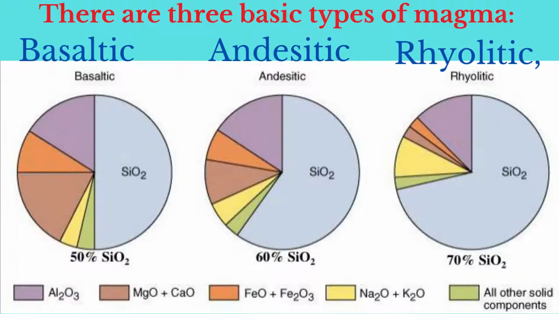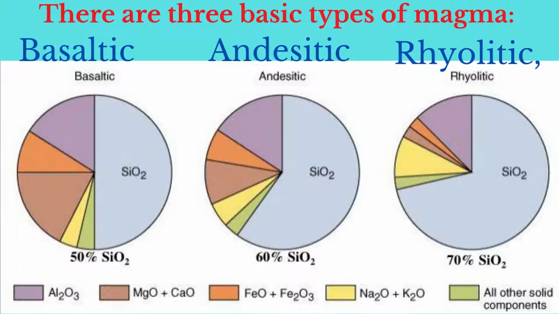We can talk about three main types of magmas. These are basaltic magma, andesitic magma, and rhyolitic magma. The pie charts created by John Wiley and Sons show that silica forms the largest component for all three types of magmas.